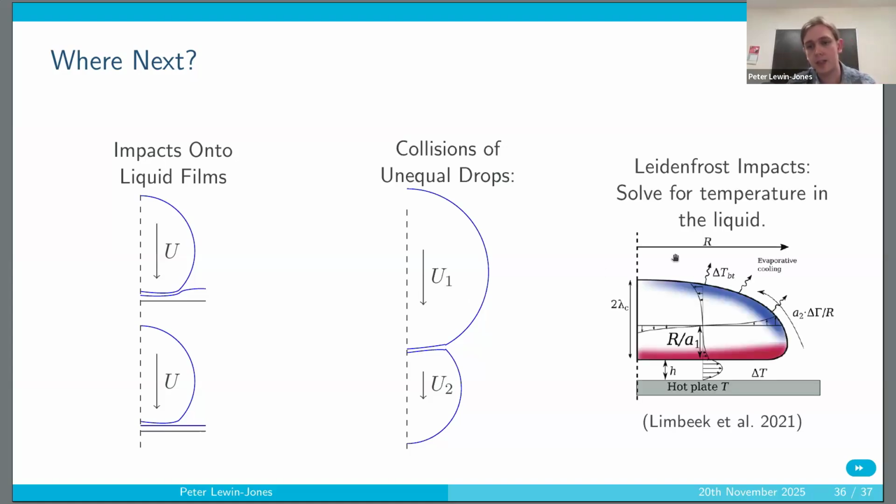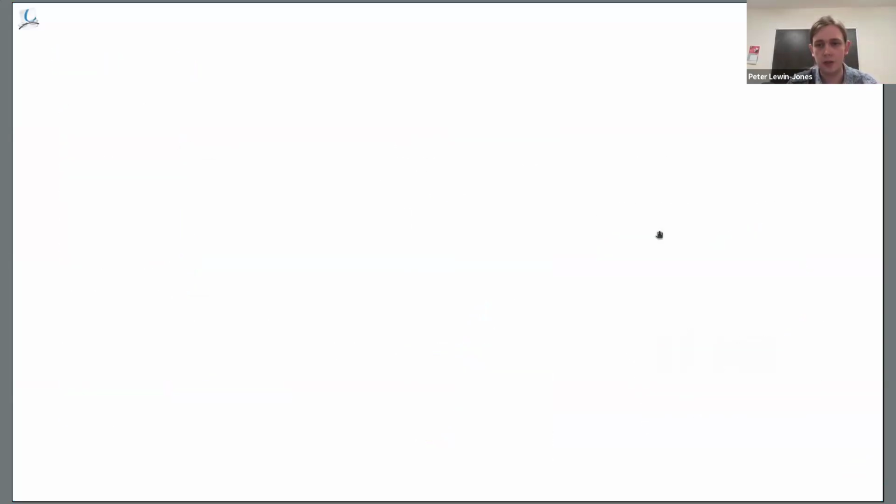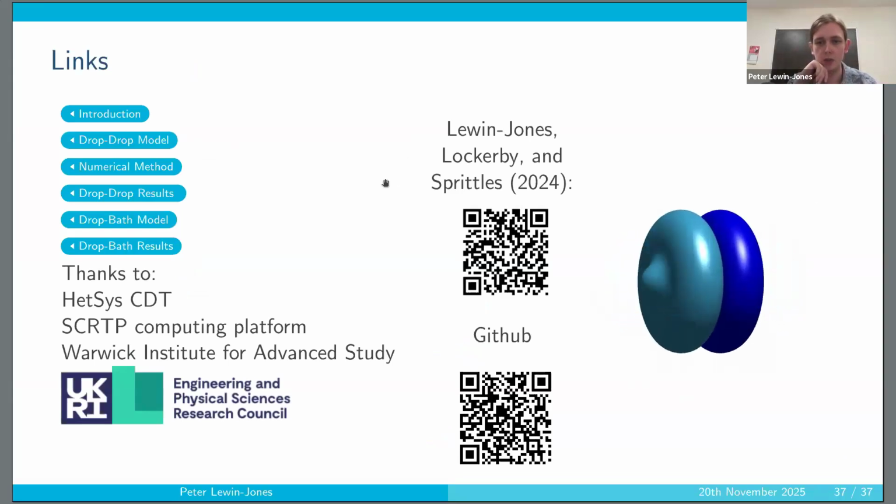And then also thinking about heated drops. There's the classic Leidenfrost effect, where if you have a hot plate with a drop on top of it, the drop can levitate on a layer of its own evaporating gas. And again, using this simulation methodology to try and simulate this. Let's see if I get this to play. There we are. This is another 3D video of my drop-drop collision we saw earlier.